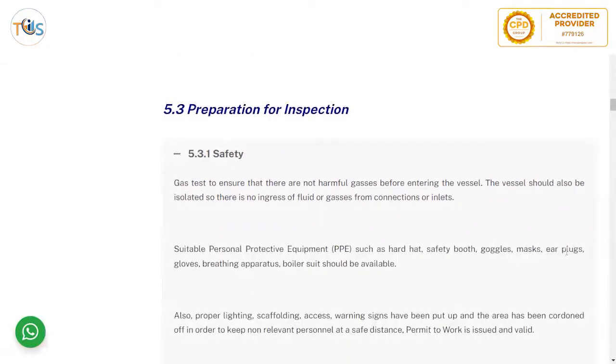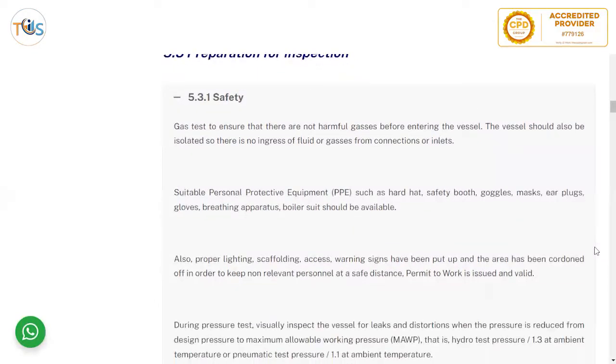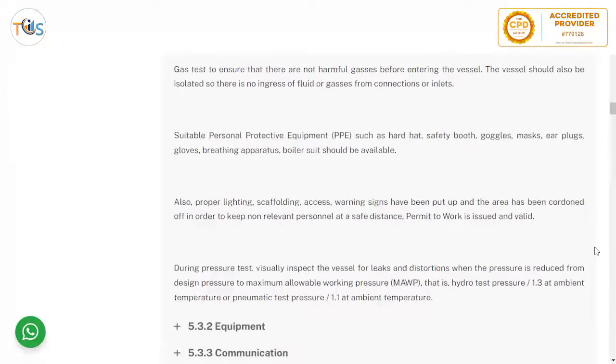Preparation for inspection. Safety. Gas test to ensure there are no harmful gases before entering the vessel. The vessel should also be isolated so there is no ingress of fluid or gases from connections or inlets. Suitable personal protective equipment, PPE, such as hard hat, safety boots, goggles, masks, earplugs, gloves, breathing apparatus. Boiler suit or coverall should be available.